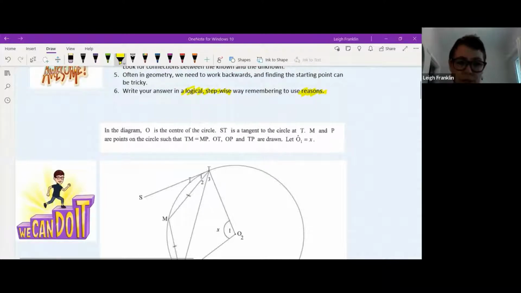Let's read the information first. In the diagram, O is the center of the circle. So straight away, there's a keyword there. Anza, what keyword in the first sentence do you think is important?